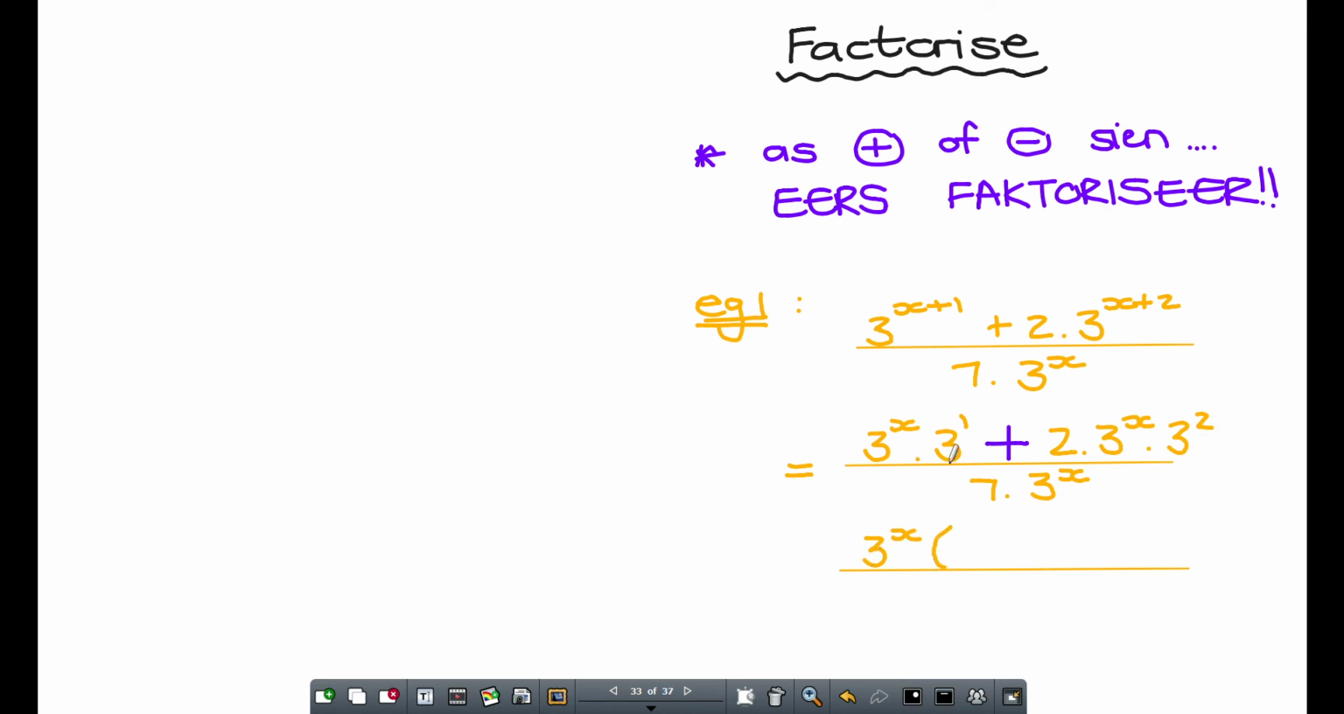So in the first term, if I took out the 3 to the power of x, what stayed behind? 3 to the power of 1, maar ek hoef hom nie te skryf tot die mag 1 nie, jy kan maar net sê 3. Plus, in the second term, if I took out 3 to the power of x, what stayed behind? 2 times 3 to the power of 2. Is julle nog by? At the bottom it stays the same. Onder bly nog net so.